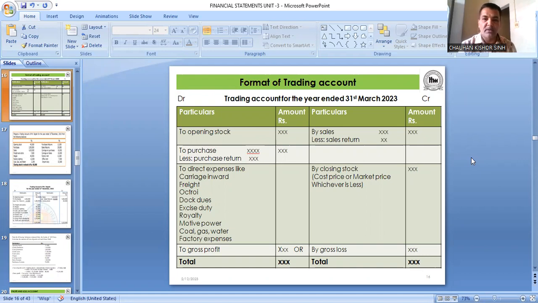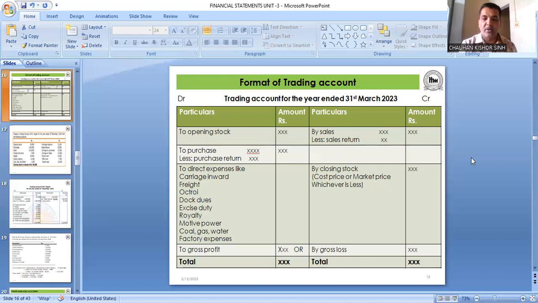In our previous lecture, we have already covered preparation of trading account and we have also taken a few exercises on it. Once again, I am revising the trading account format and its exercise, which we have already taken in our previous lecture. So on the screen, you can see the format of trading account is given.